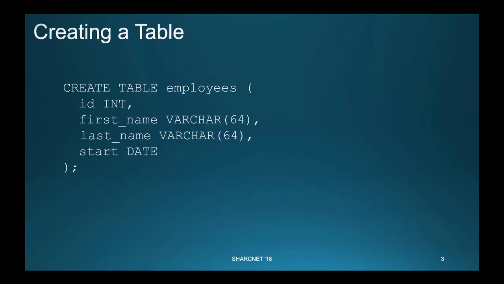So as a review from the previous seminar, we have this slide here, which is creating a table. The general convention being the commands are in capitals, the variables are in lowercase, etc. So this is a table of employees. Each has an identifier, which is an integer, a first and last name, both VARCHARs of length 64, and a start, which is of type date. And you can create a table using that command.